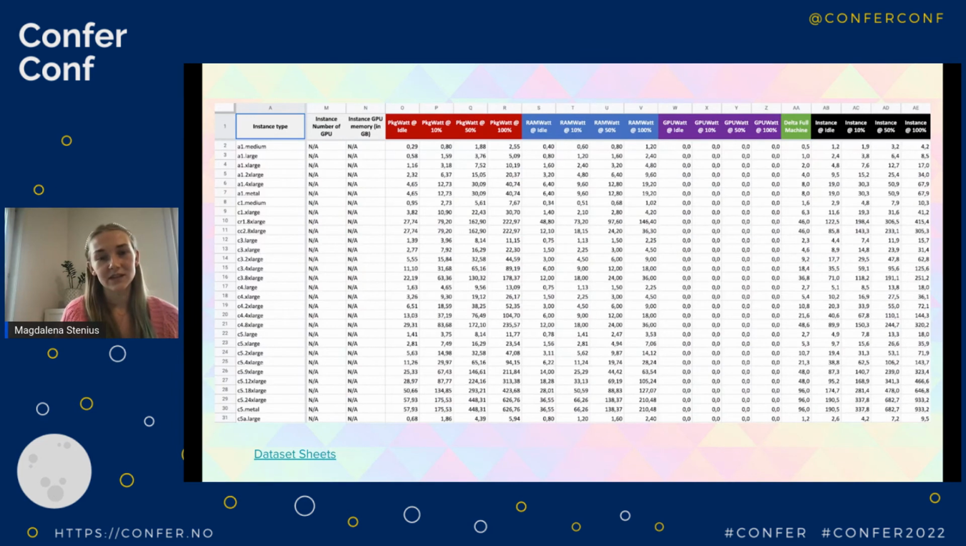So here is the resulting open source dataset. It's licensed under Creative Commons, and it's available for everyone to see. And you can find all the different AWS instance types and their electricity consumption at various load levels here.